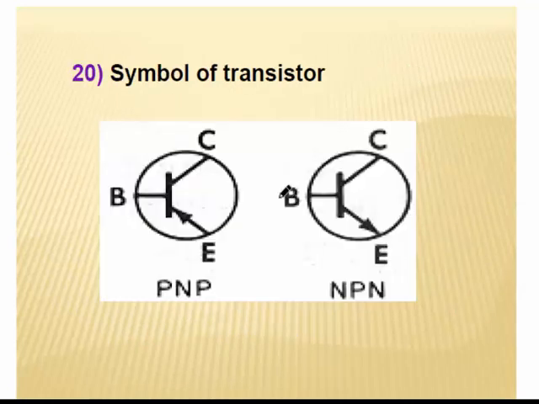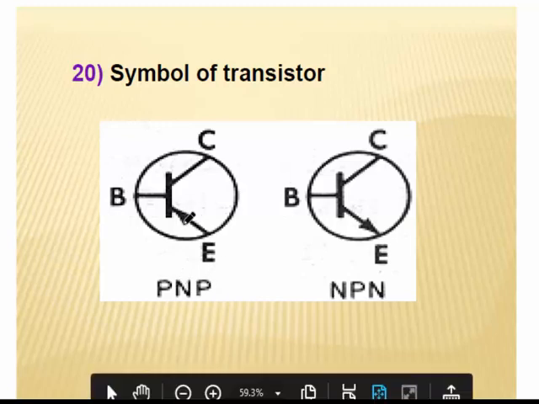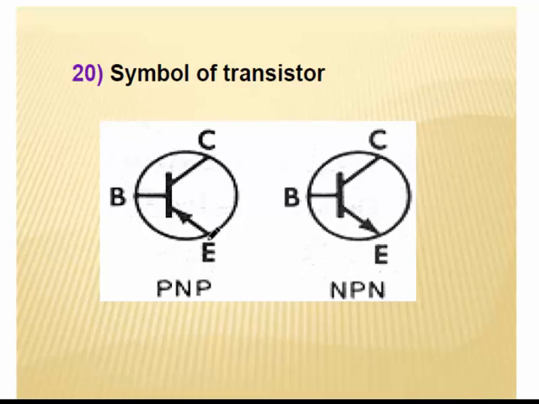Okay. So next one, symbols of transistor. PNP transistor symbol is like this. NPN transistor is like this. So you can see in PNP, the current flows from E to B, B to C, arrow mark, because holes move from E to B, B to C. Holes are positive, holes means positive, current is also along positive.